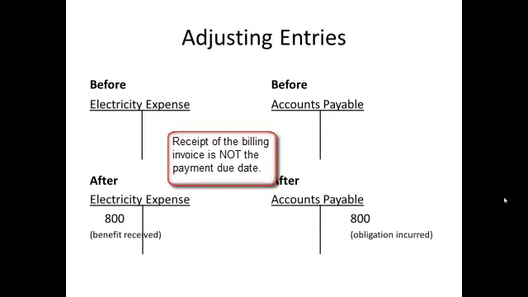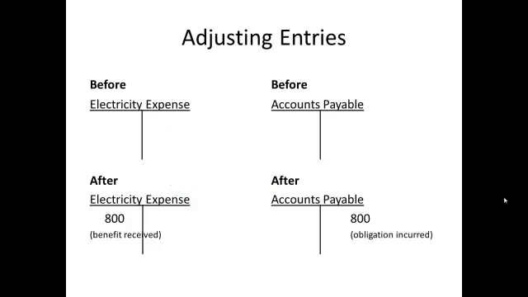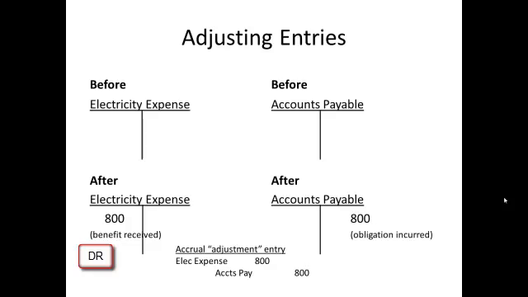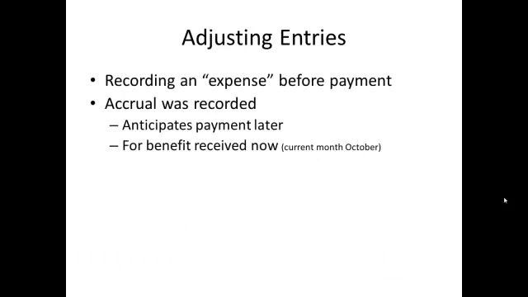After we receive the bill, we record it by debiting electricity expense $800, increasing that expense, which has the effect of reducing our equity position, and crediting accounts payable, which is a liability account. We increase liabilities with a credit. So the adjustment entry: debit expense, credit accounts payable. This is an example of recording an expense before its payment.